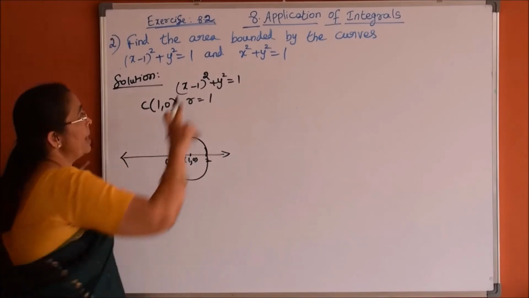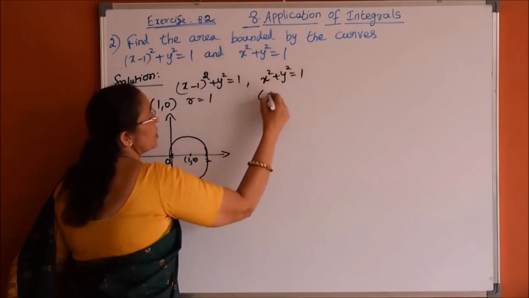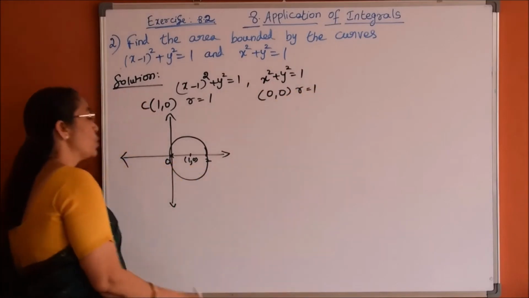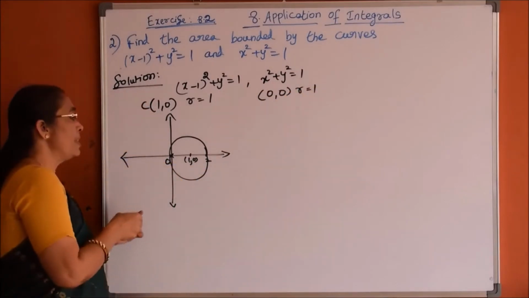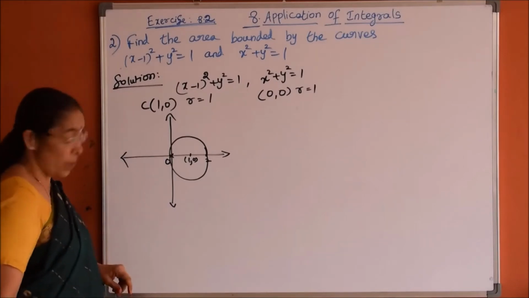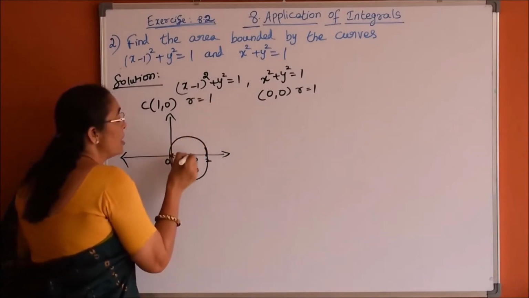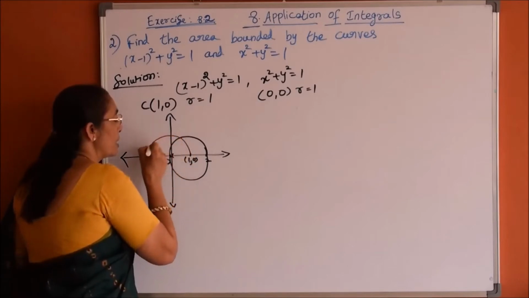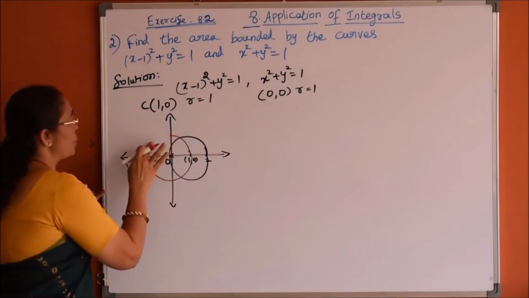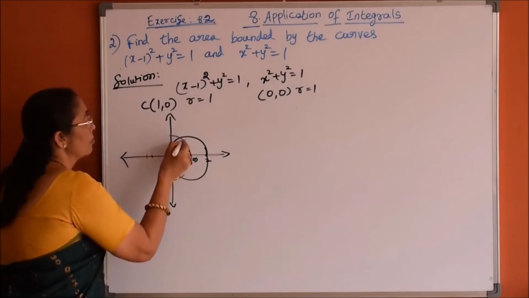Now, the second one, x square plus y square is equal to 1. Again, this is also a circle. This circle's center is the origin and radius 1 unit. So, both are congruent circles having the same radius. Sorry, the center is (0, 0). So, its center is here and radius 1 unit, the second circle is like this. Both are congruent circles, meaning the radius should be the same, 1 unit.